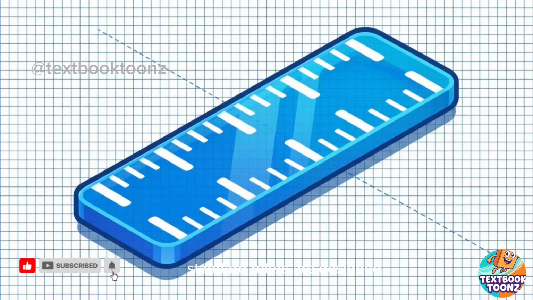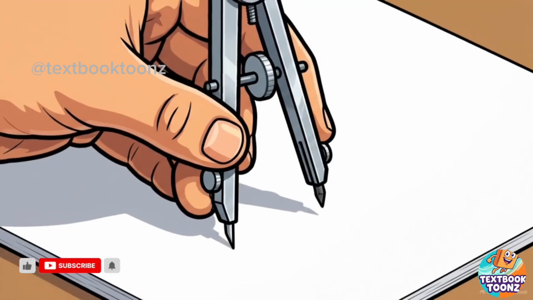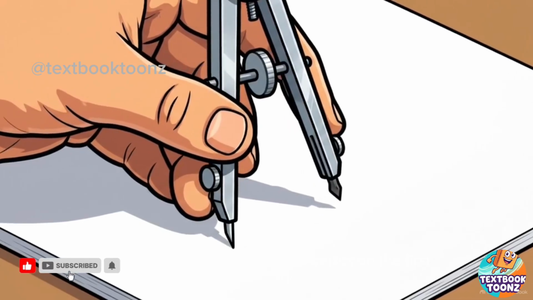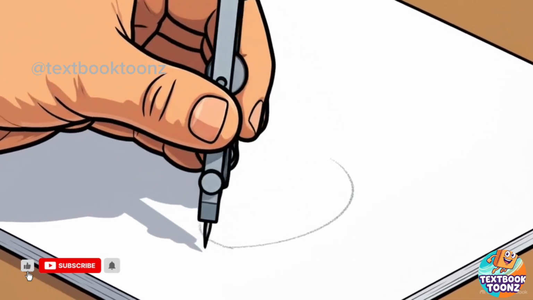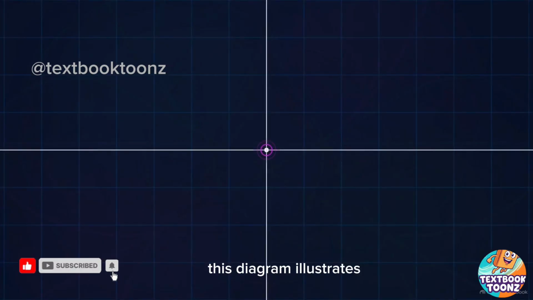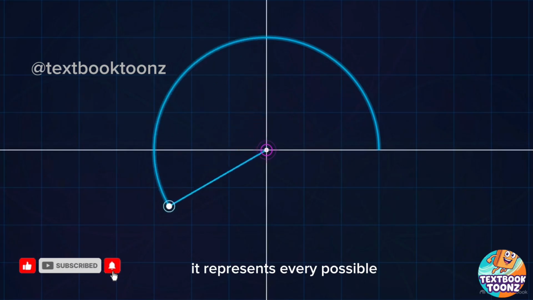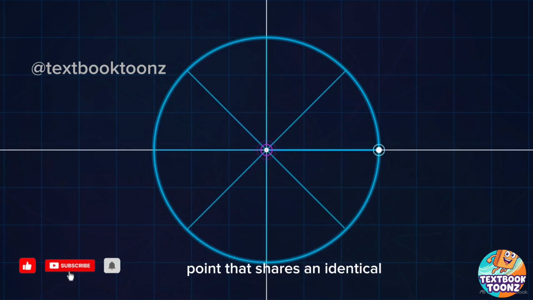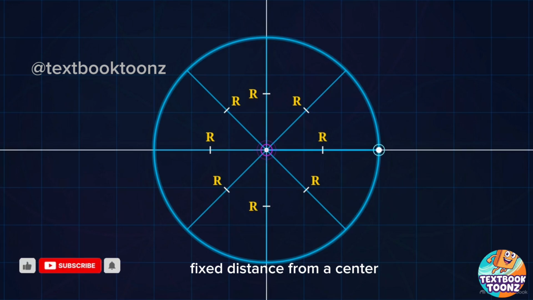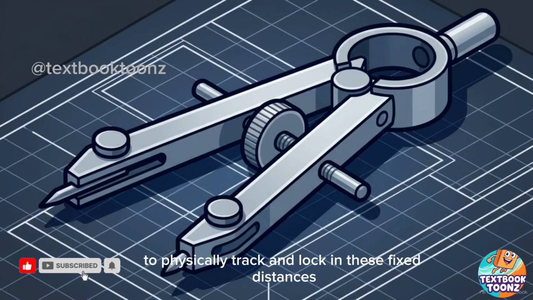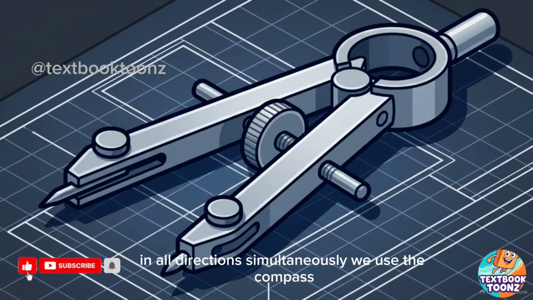Standard rulers are designed strictly for measuring existing straight paths. They cannot predict the exact future meeting point of two angled lines. To lock in the correct third vertex on the first try, we need a tool that tracks distance in all directions. This diagram illustrates the mathematical reality of a circle. It represents every possible point that shares an identical, fixed distance from a center. To physically track and lock in these fixed distances in all directions simultaneously, we use the compass.